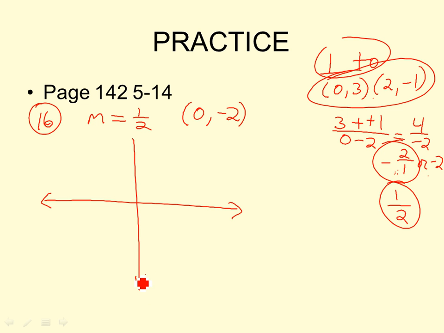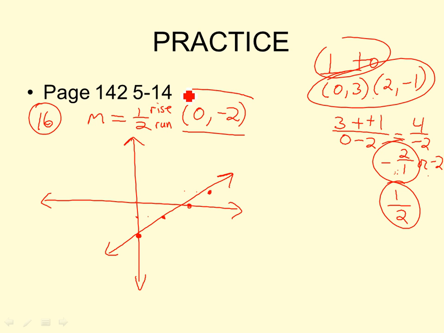We draw our x and y axes here. We're going to graph this point first, (0, -2), 1, 2, so that's right there. Hopefully you might remember that that's the y-intercept of the line. Our slope tells us rise over run. We go up 1 to the right 2, up 1 to the right 2, up 1 to the right 2. And that would be our line.